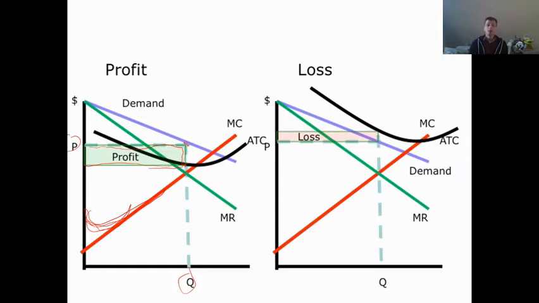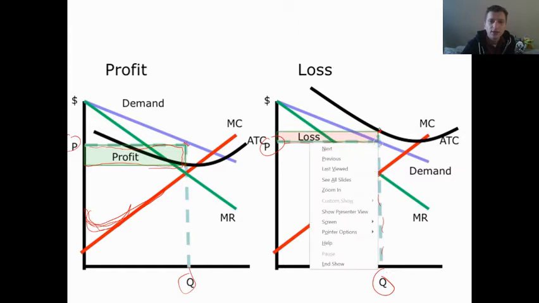Same exact idea for loss, but the ATC is above the price. So your quantity is still set by MC equals MR, so this is the intersection. Take that down, that gets you your quantity. Take it up to the demand curve, that gets you your price. The ATC at this quantity is above your price, therefore you're incurring a loss because your average revenue set by the demand curve is less than your average total cost set by the ATC.